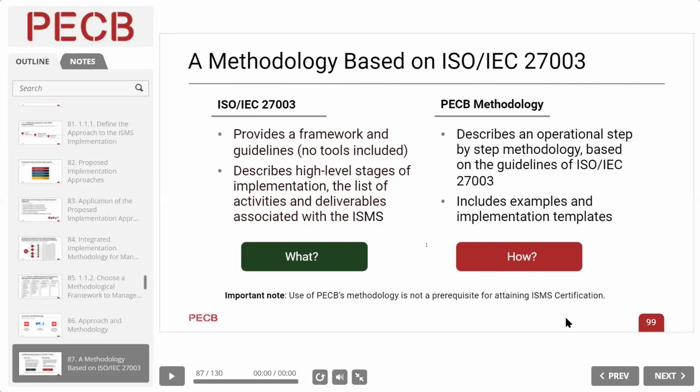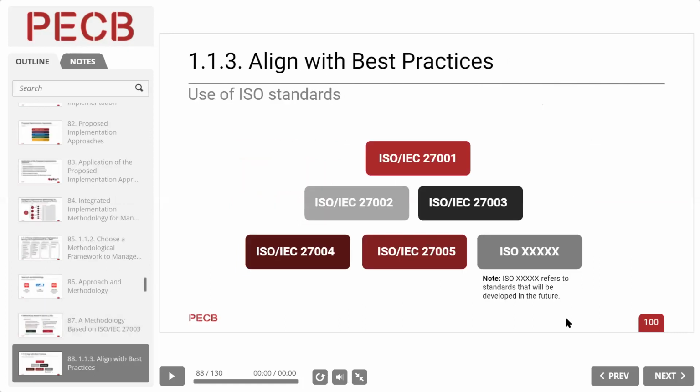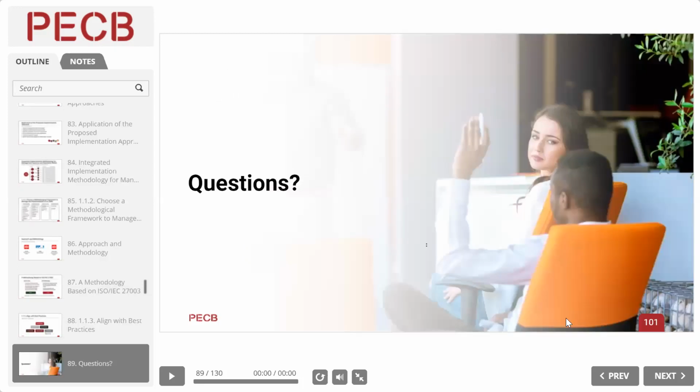Now, PCB is just, in this slide, juxtaposing the methodology against the ISO guideline, giving you the assurance that the methodology being used for the training is aligned to the guidelines in 27003. And again, we've mentioned the various documents under the 27000 family. They're all aligned. Any questions?